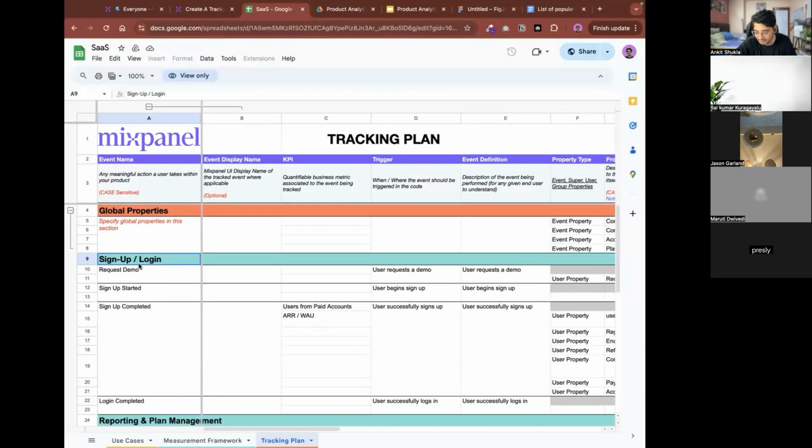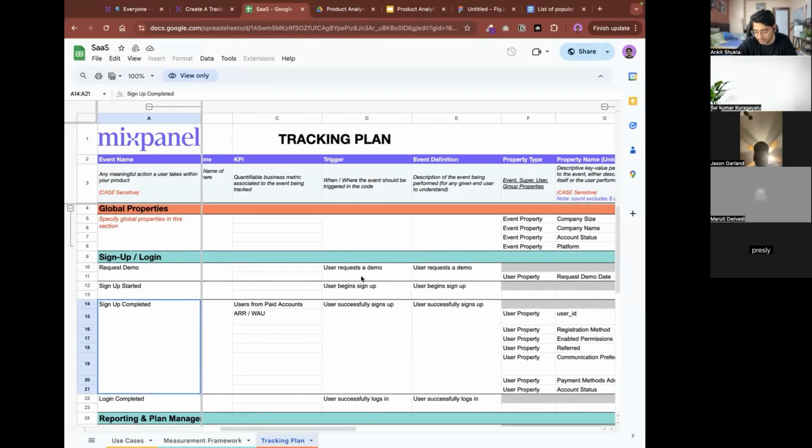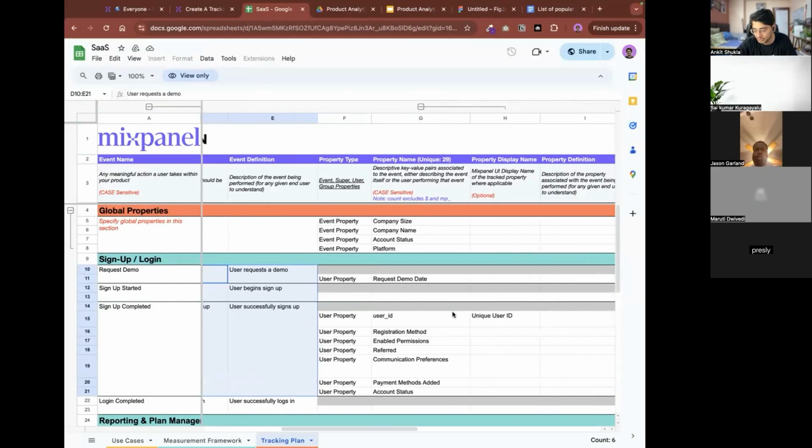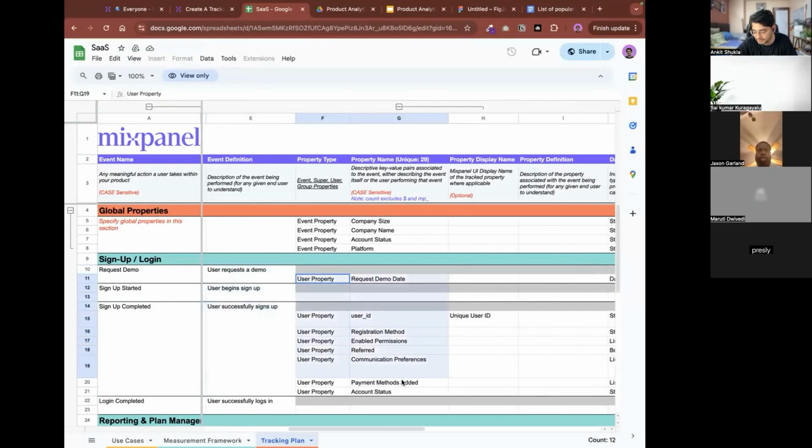You are going to write what is the feature, sign up / login. Then you will write the name of the event: request demo, sign up started, sign up completed. You are going to give some context to your developer, and then eventually you will mention all of these properties. What are the properties of the events? I will share all these 4-5 sheets with you so that you can go ahead and understand this. Cool. A quick yes or no, everyone, if you are able to understand how event-based tracking is done along with these sheets.